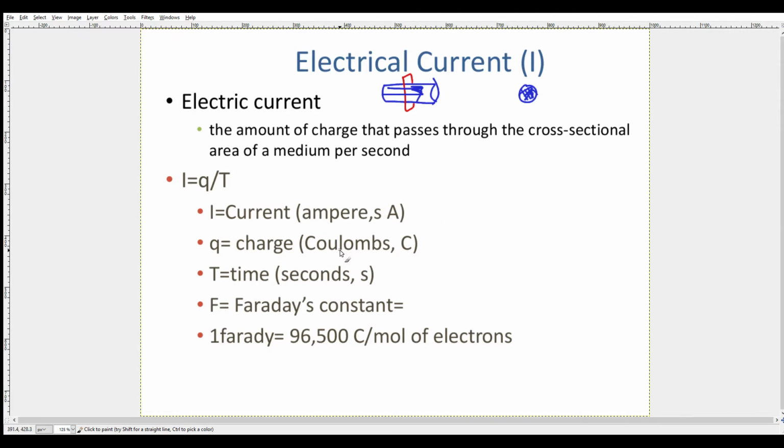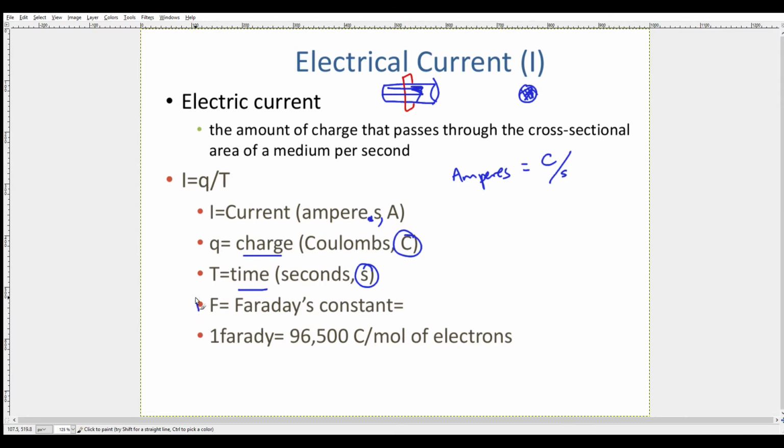So it's actually charge per time, which is here. Charge is Q, measured in coulombs, per time, measured in seconds. And that gives you amperes. This is a typo here. Get rid of that. So amperes, which is abbreviated as the letter A. So we know amperes are equal to coulombs per second. I equals Q over T. Current equals charge over time.